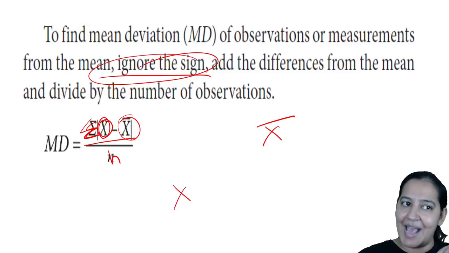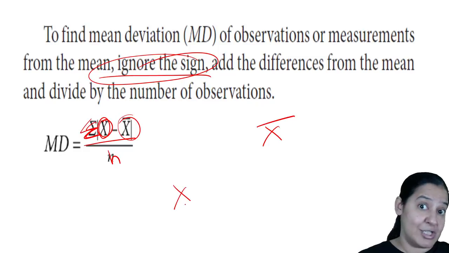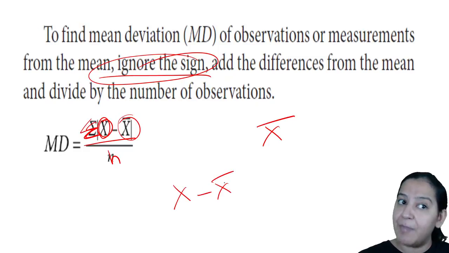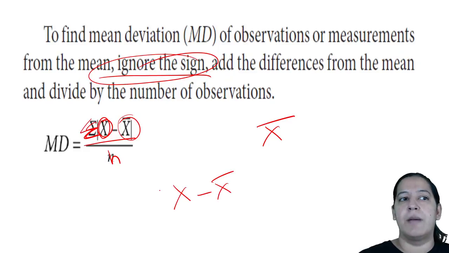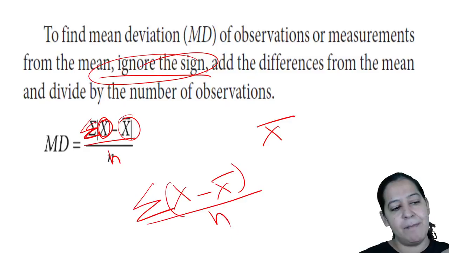So the formula is: x is your observation, x1, x2, x3, minus x bar. X bar is the mean. Subtract the mean from all of them, ignore the sign, do the summation of all of them and divide by the number of observations.